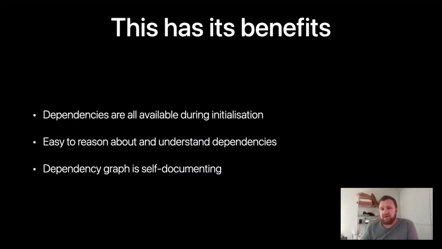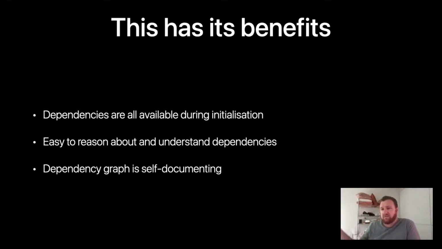So this approach has its benefit. It probably should have been the first one on the list, but your dependencies are well understood by the compiler, which means they're resolved at compile time, and if something's missing, the compiler will tell you. Also, all of your dependencies are available during initialization. It's quite easy to reason about and understand. You can see that your type has the exact list of dependencies right there because you can see them as properties on your type. And your dependency graph, for the most part, is self-documented.